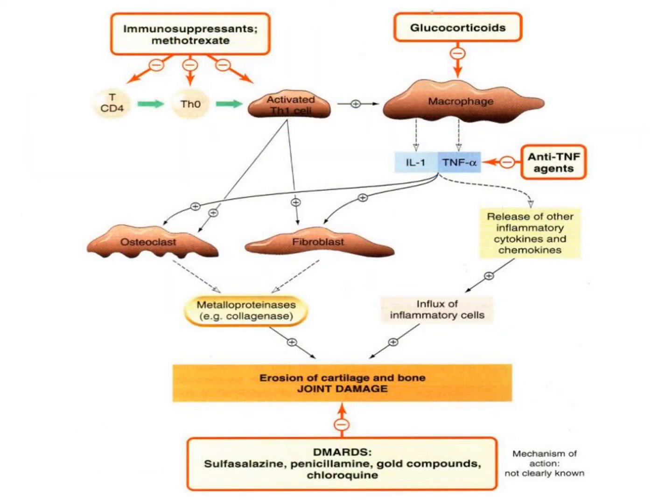So here is a sort of an overview. We have the erosion in cartilage and bone, the joint damage down here. And so DMARDs are trying to stop it from this direction, whereas glucocorticoids are trying to stop it from the osteoclast and fibroblast side of the equation, if you will.